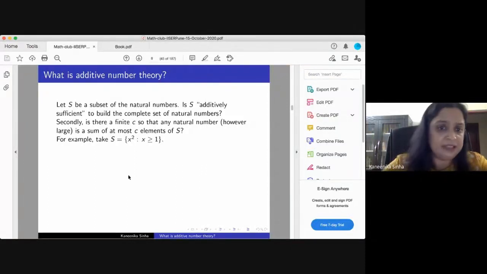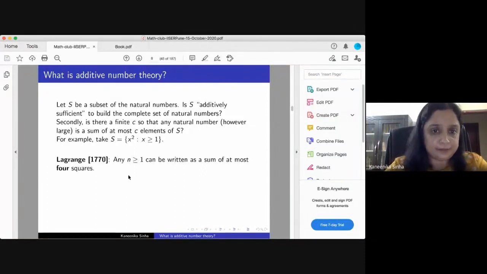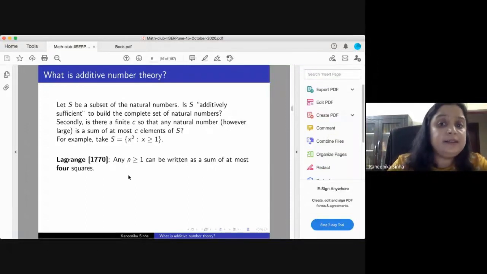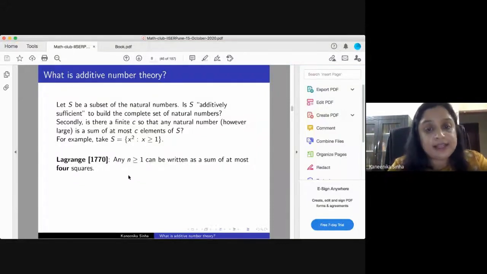For example, as I mentioned, you could take the set of squares. And typically, when you take a first course in number theory, the big theorem you prove towards the end of the course is that any n can be written as a sum of at most 4 squares. 4 squares are enough to take care of all possible natural numbers. And this leads to a series of questions. What if you replace squares by cubes or fourth powers?